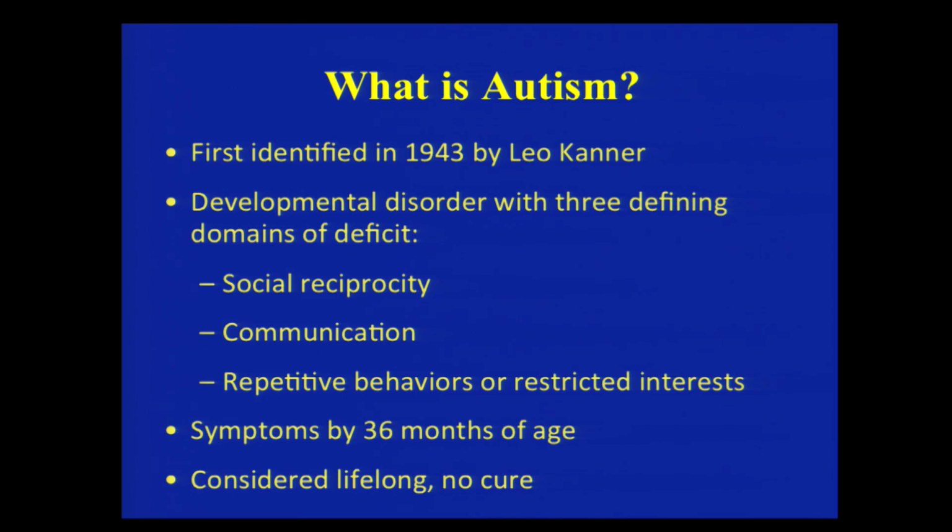And the definitions that we use today are that these symptoms are present by 36 months of age, and it's considered to be lifelong, but this is actually a bit controversial, and certainly anecdotally, there do appear to be people who outgrow it, quote unquote, and maybe later in life really don't appear particularly odd or different at all.